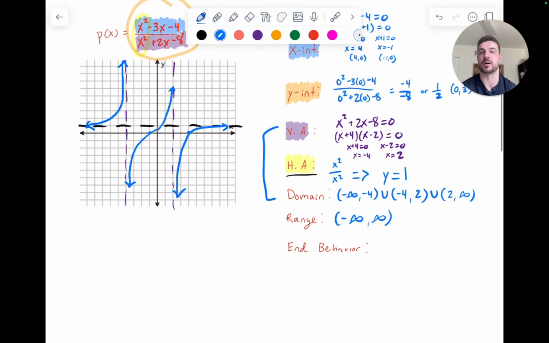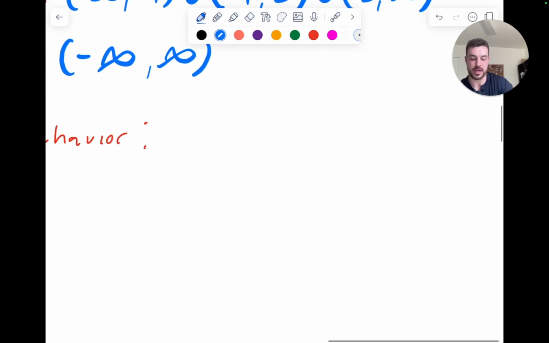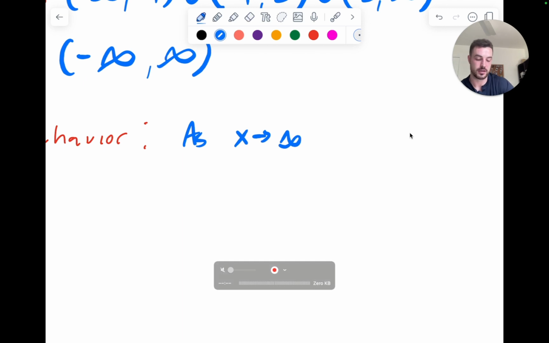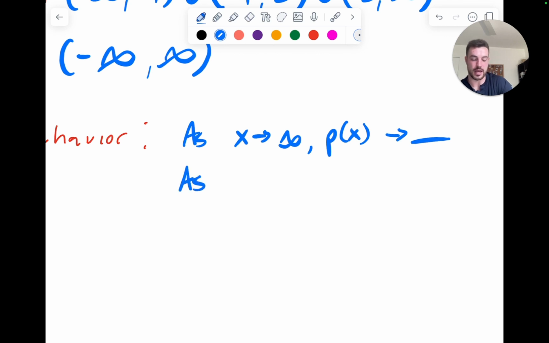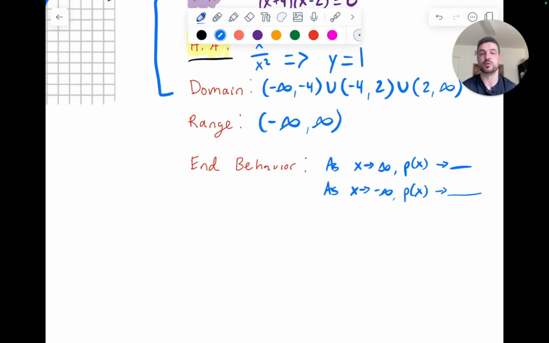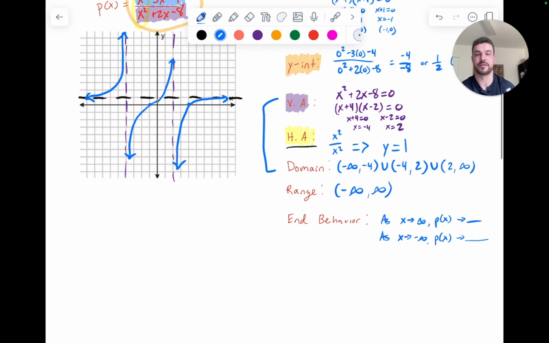Now, the last part is our end behavior. And remember, end behavior always starts the same way. As x goes to infinity, our function, which is p of x, is going to go where? And then as x goes to negative infinity, our function p of x goes where? Well, we can really get this by looking at the graph, but remember that it is actually coming from a horizontal asymptote. That is the importance of a horizontal asymptote, is it tells us where our function is going very far to the left and the right, which is end behavior.